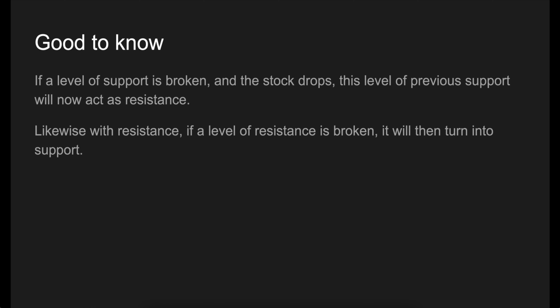Something good to know is that if a level of support is broken and the stock drops, this level of previous support will now act as resistance. Likewise with resistance, if a level of resistance is broken, it will then turn into support. This is something that you will see daily, whether it is swing trading, scalping, day trading, investing, every single time period on the stock charts, you will see support turning into resistance or resistance turning into support.